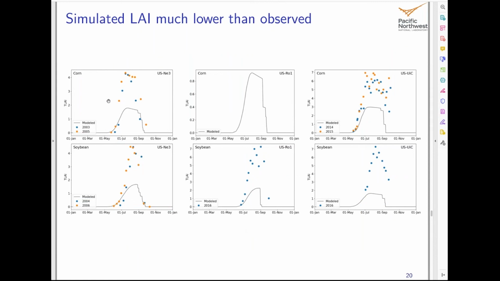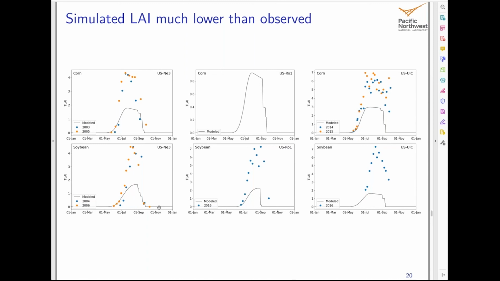So in this figure, the top row is showing the LAI values for corn, and the bottom is for soybeans, and the columns are for different observational sites. The dots are the observed LAI values for the validation years. And in some places, there were very few observations, so it is missing. And the black line is the modeled LAI values. So across all sites and both the crop types, the simulated LAI is much lower than observed.